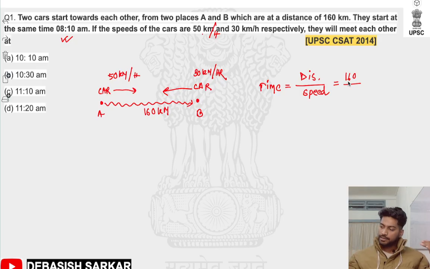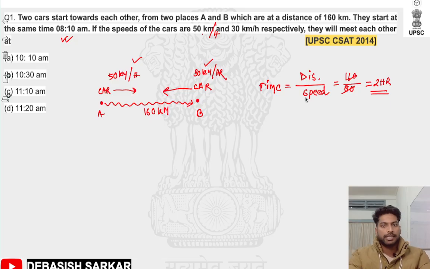But now they are coming from the opposite direction, so the speed will be 50 and 30, that is 80, because both are coming from opposite sides, their speed will be increased, relative speed. So dividing, this is your 2 hours. After 2 hours they will meet, because it takes 2 hours to cover 160 kilometers. So after 2 hours they will meet.